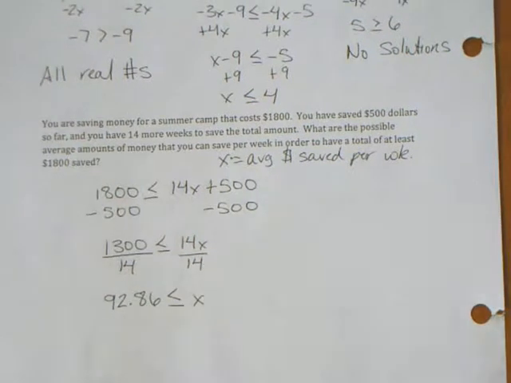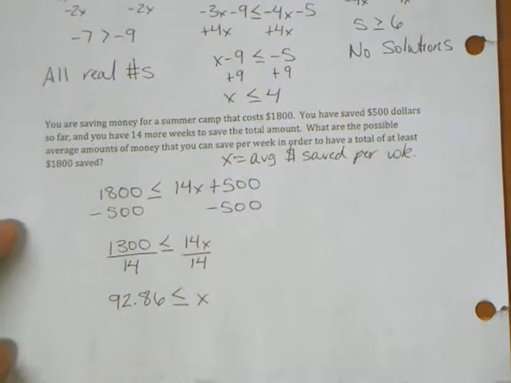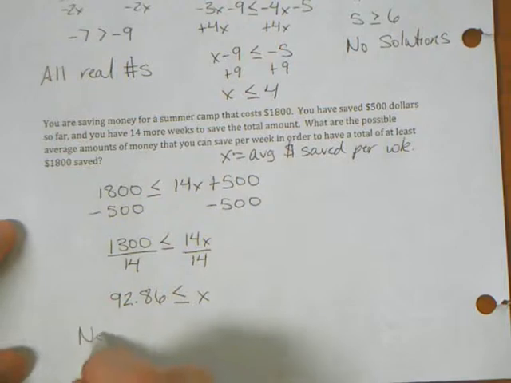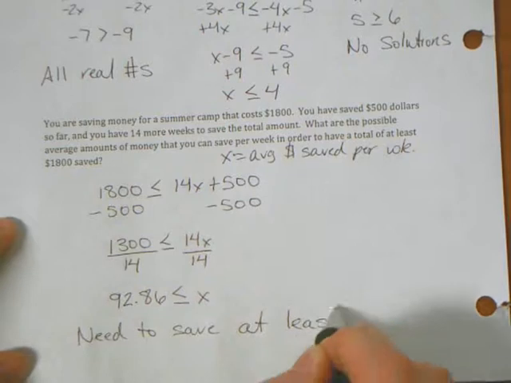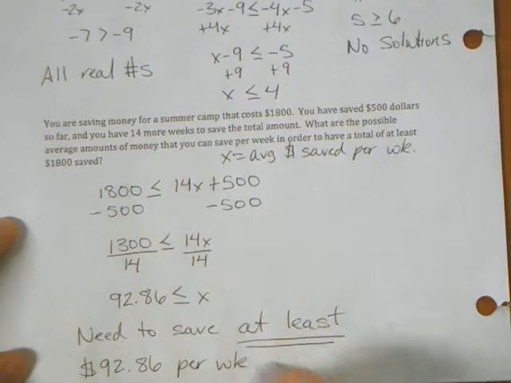So in the context of the problem, let's bring this all together. Someone I haven't heard from, what is our inequality saying here? Sophia. If you had to save on average $92 a week, then you should get $1,800 or more. Good. I'm glad you added that in. Thank you. So this is saying we need to save at least $92.86 per week to attend our summer camp.